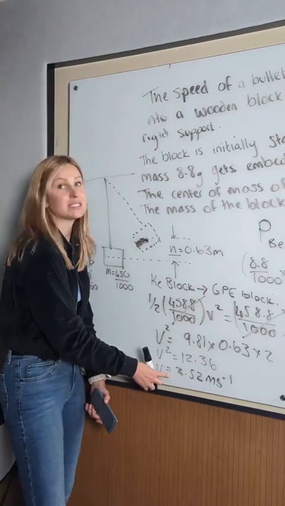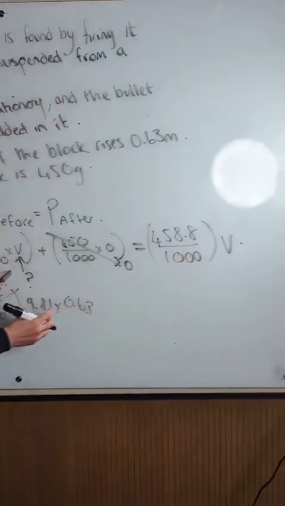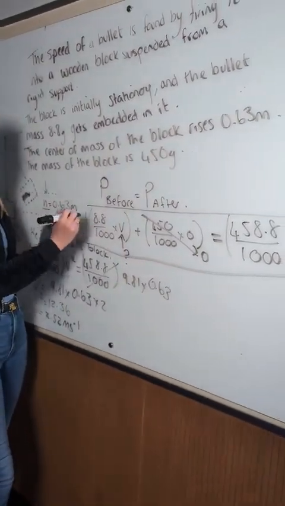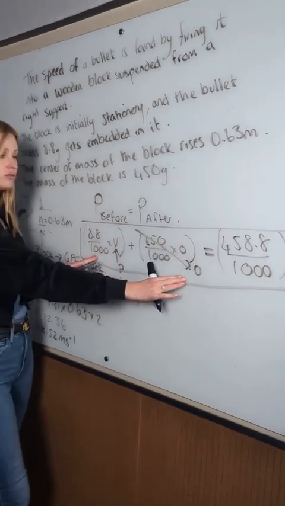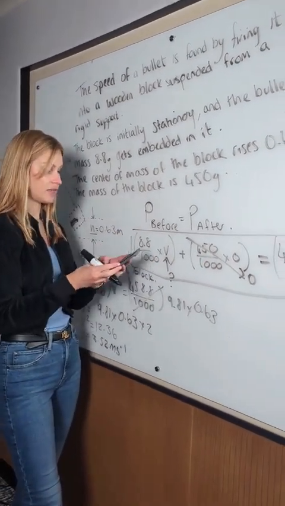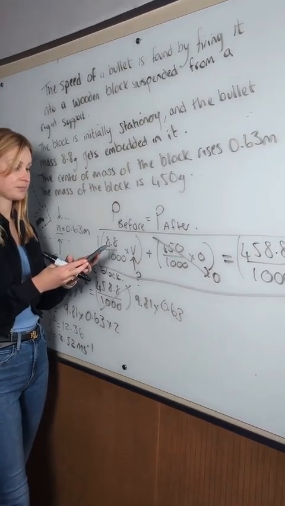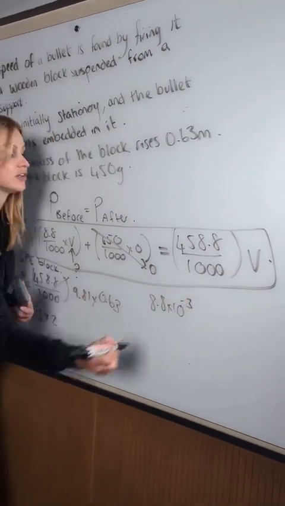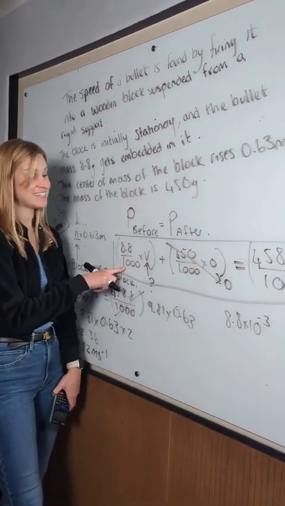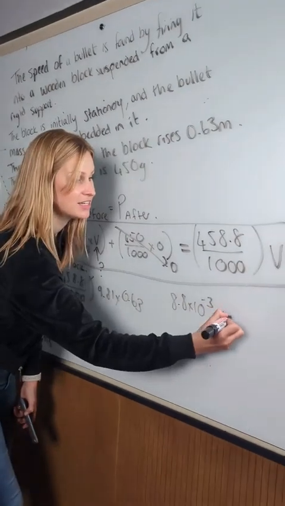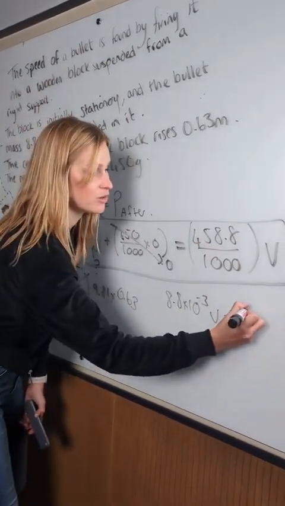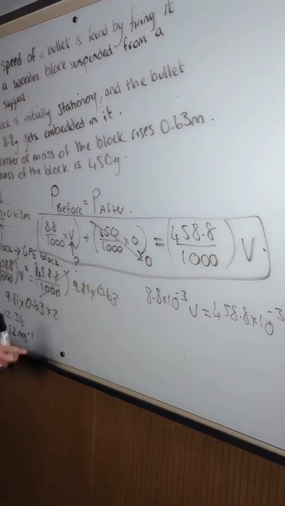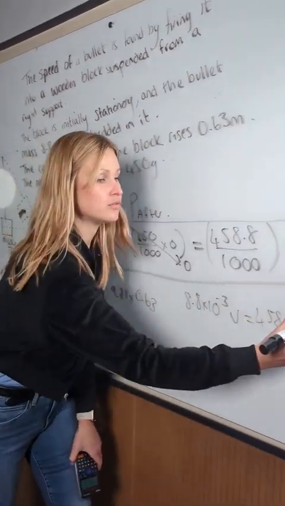So now I can pop this number into this equation. Again, what we had before has to equal what we have after, and I just said anything multiplied by 0 is 0, so we're going to simplify this. I have 8.8 divided by 1,000, which is 8.8 times 10 to negative 3. I did not need a calculator for that. But anyway, 8.8 times 10 to negative 3 times v must equal 458.8 over 1,000, which is 458.8 times 10 to negative 3, times its speed, which we know is 3.52.